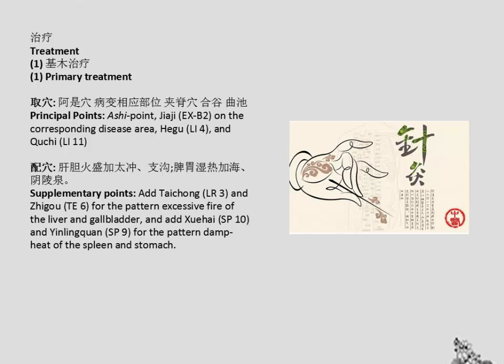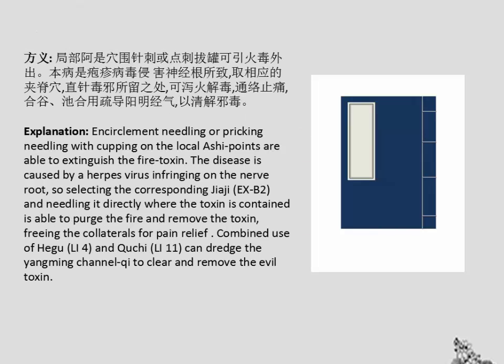Spleen 10, specifically for blood heat and blood stagnation. Spleen 10, xuehai, sea of blood. Spleen 9, if there's the damp pattern, right? If damp predominance, then we add spleen 9 in. We also usually use circle the dragon, the local needling around the skin lesion.